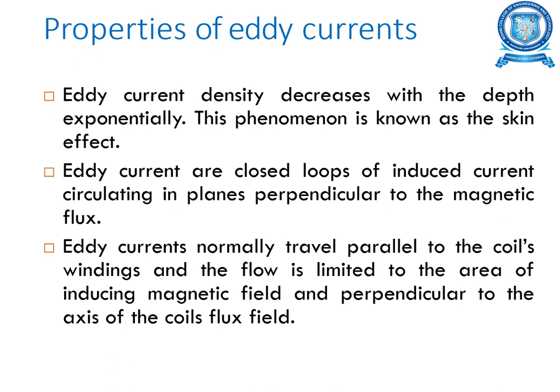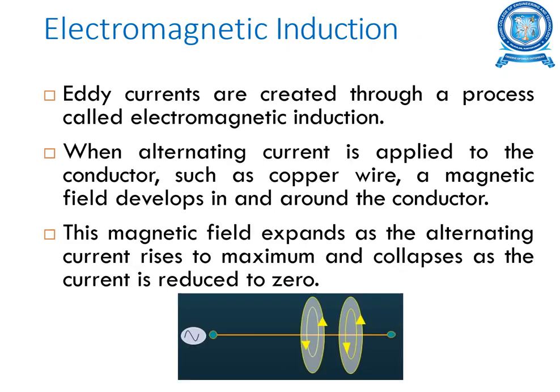So eddy current density decreases with the depth exponentially. So this phenomenon is known as the skin effect. And eddy currents are nothing but closed loops of induced current which is circulating in a plane, and that is perpendicular to the magnetic flux. And normally the eddy currents travel parallel to the coil winding, and the flow is limited to the area of the inducing magnetic field, and hence it is also perpendicular to the axis of the coil's flux field.